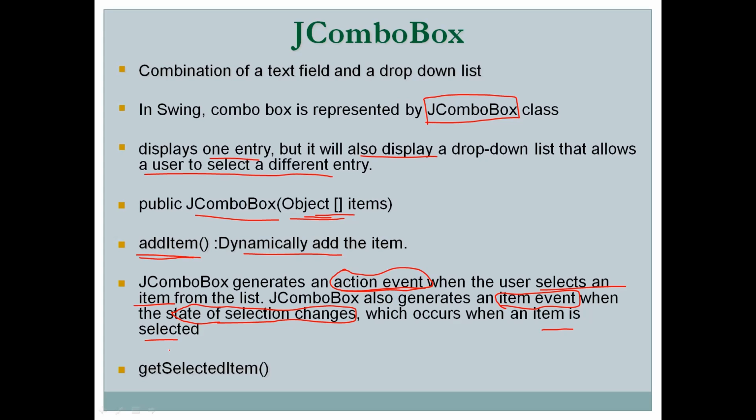There is a method called getSelectedItem to get the item which is currently selected. If I'm clicking on an item, I can get that selected item by using the method getSelectedItem. Okay, this is about JComboBox. Let us go through an example to understand this in a better way.